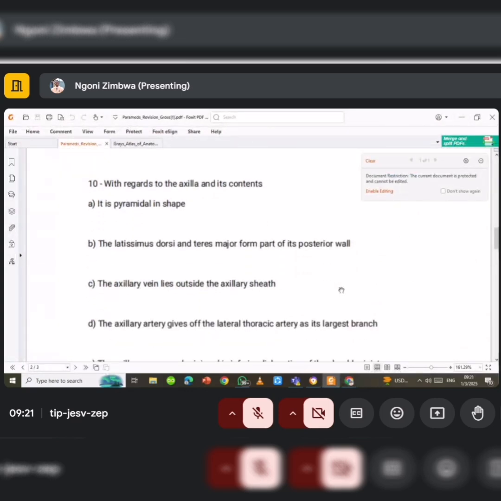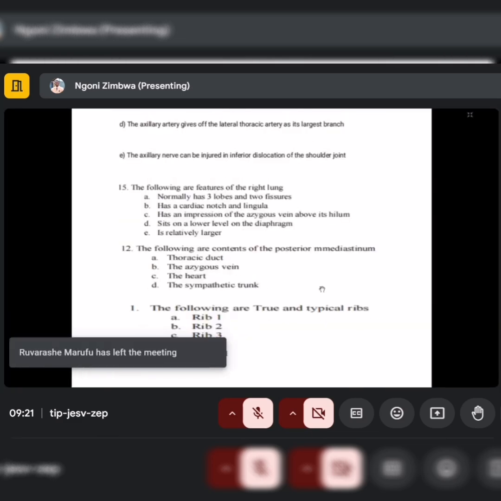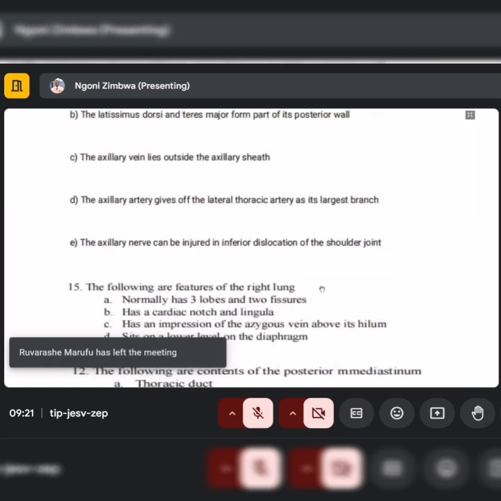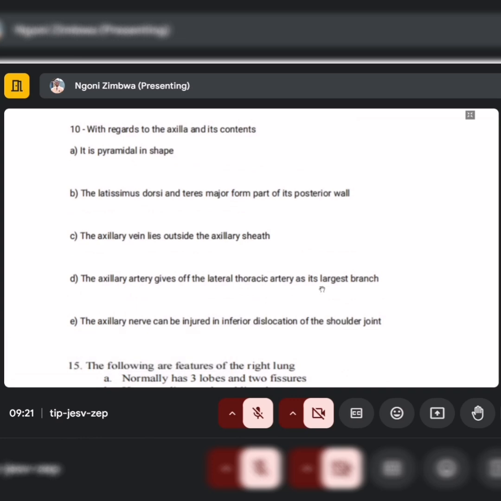Right, so let's go to question 10. With regards to the axilla and its contents. A, it is pyramidal in shape. That is true. You have your apex, your anterior, posterior, lateral, medial border, as well as the base. That is true.